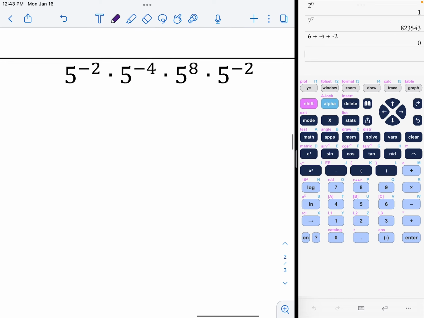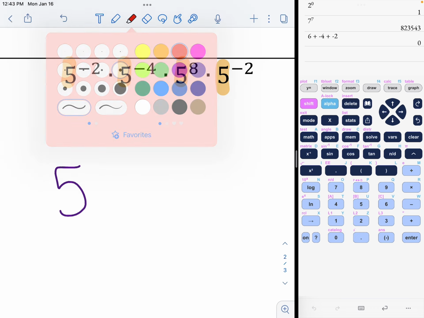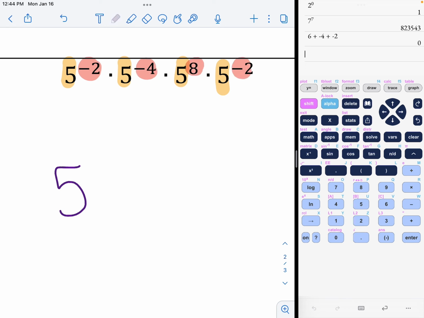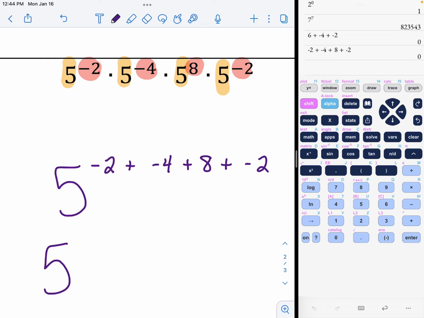Let's try the next one. So we have to remember our rules from yesterday. So I have a common base of 5. So I'm going to write it here. And now I have exponents of this, this, this, and this. So I need to add them. So I need -2 plus -4 plus 8 plus -2. Drop down all my exponents. So that's 5 to the, I'm going to use my calculator so I don't screw up, -2 plus -4 plus 8 plus -2. Is that a 0 again? That's kind of funny. All right, so anything to the 0 power is a final answer of 1.